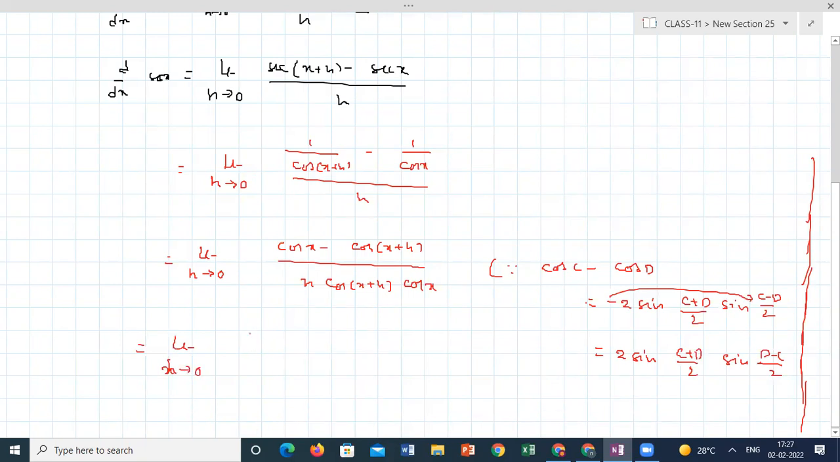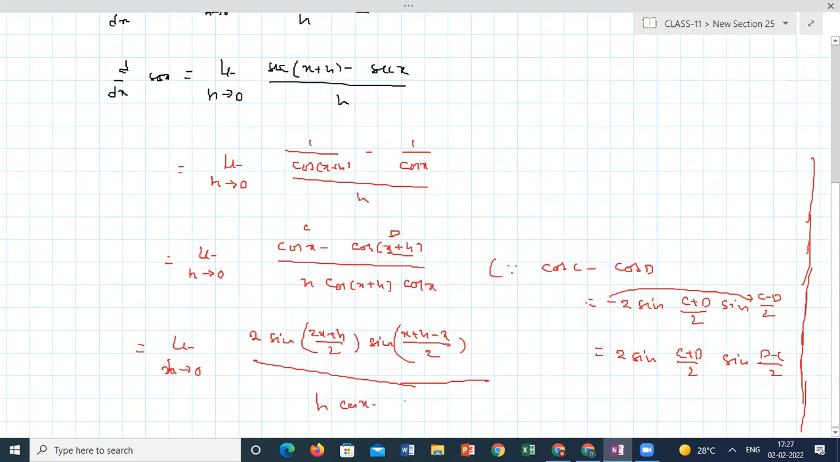So limit h tends to 0. This can be written as 2 sine of (2x plus h) by 2 into sine of (x plus h minus x) by 2. This is like c, this is like d, so I'm taking the minus inside for d minus c. All divided by h into cos x into cos of x plus h. So this x cancels. So what is the remaining?